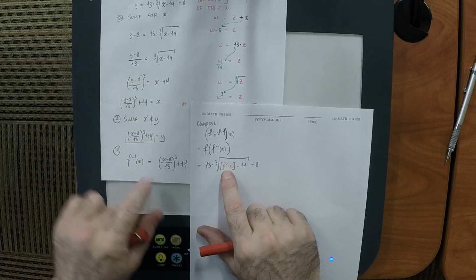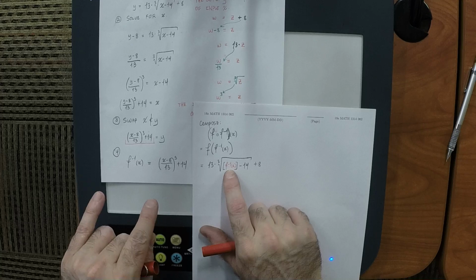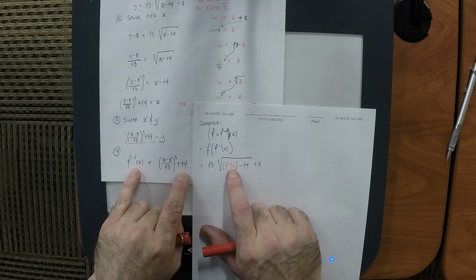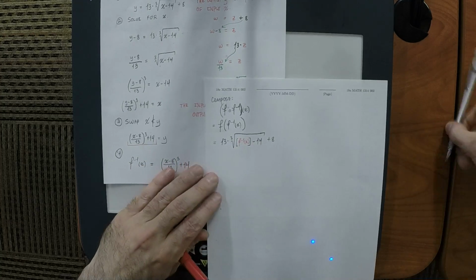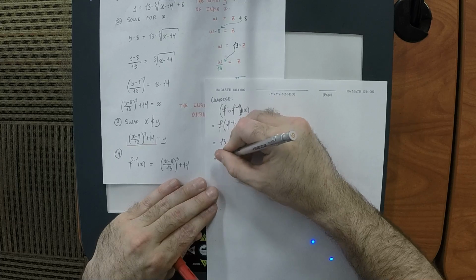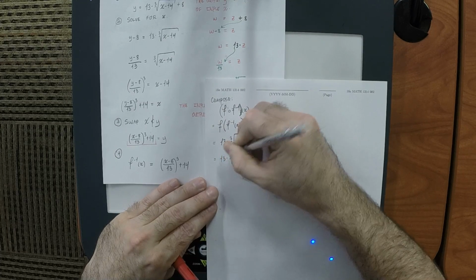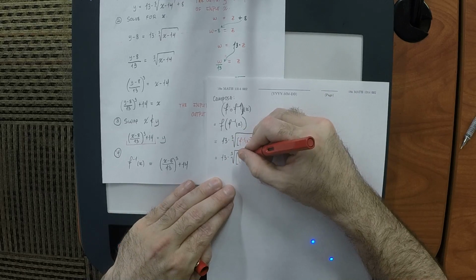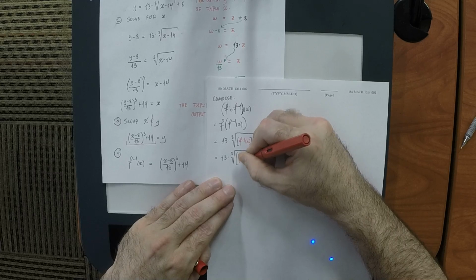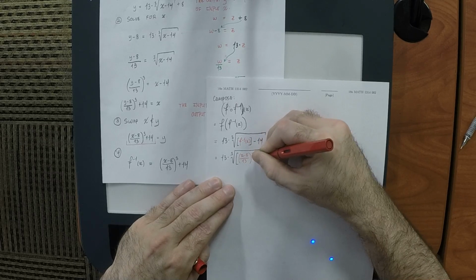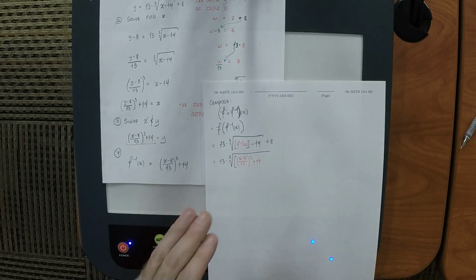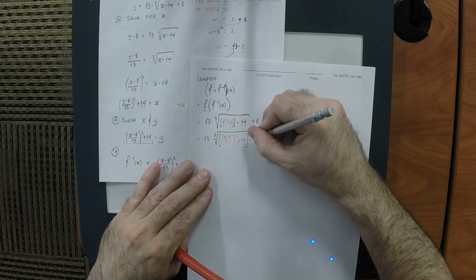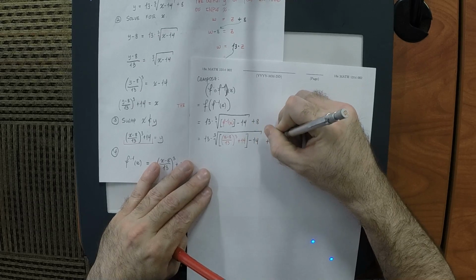Now, f inverse, the alleged, right? f inverse is this. So now I need to copy that formula in there. So then now subtract 14, then outside add 8. Okay.